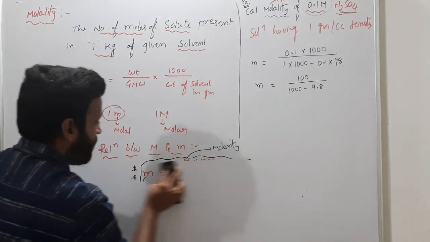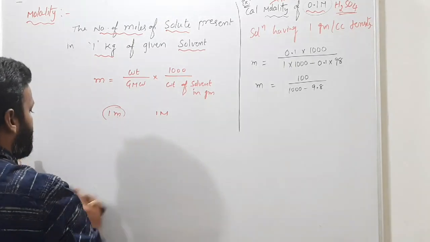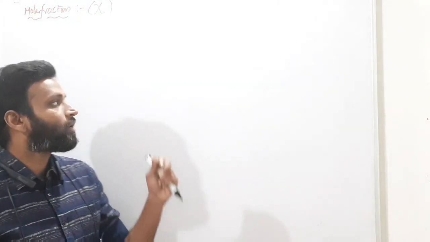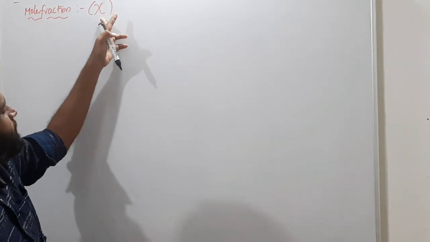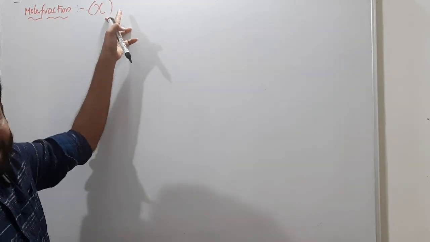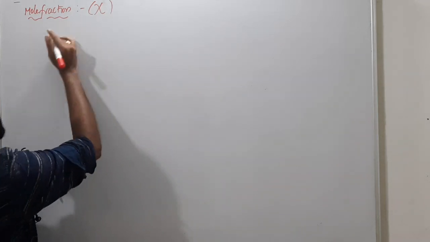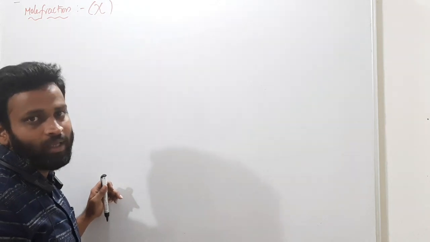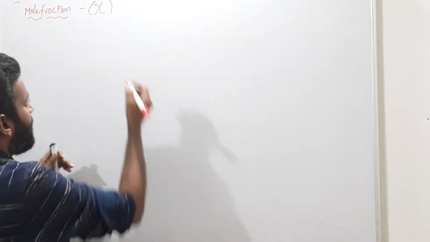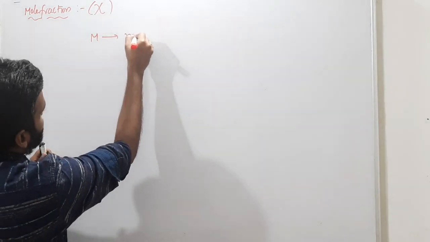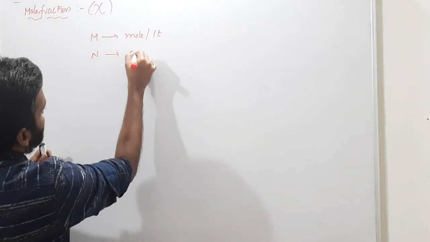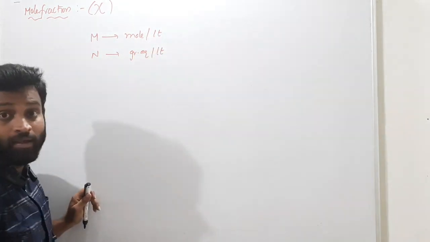Thank you. Now we will discuss one more important concentration term, which is called mole fraction, represented with x, or xi. What exactly is mole fraction? Previously we discussed molality and normality, all of which have some units. Molarity has units of mole per liter. Normality means number of gram equivalents per liter.